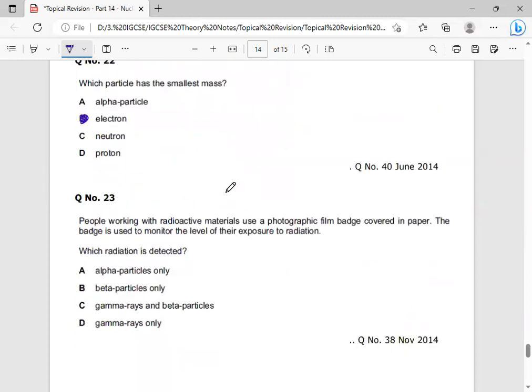People working with radioactive materials use a photographic film badge. It is a detector covered in paper. This is an important thing. The badge is used to monitor the level of their exposure to radiation. Which radiation is detected? Since paper is there, paper stops alpha radiation, so this option is not possible. Through paper, beta and gamma can easily pass through. So option C is the correct answer.